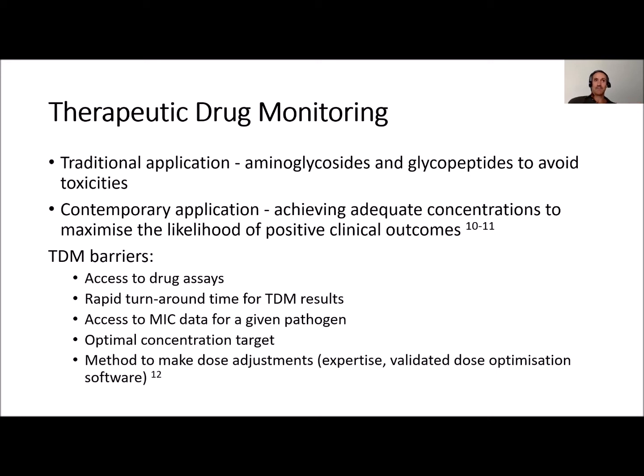As I've said before, there are barriers to this approach. We've spoken about access to assays, the turnaround time, and access to MIC data for a given pathogen. One that we haven't spoken about is the optimal concentration target. So you really need to know the PK/PD index. You need to know what the MIC is, or what the worst-case scenario MIC is, and that's going to help guide what your target is.